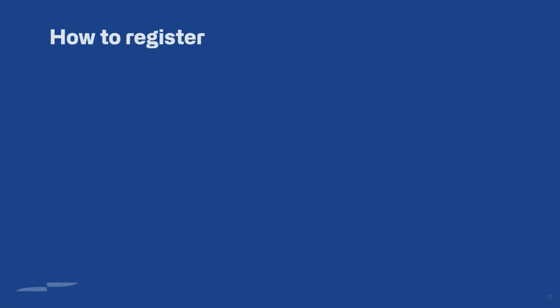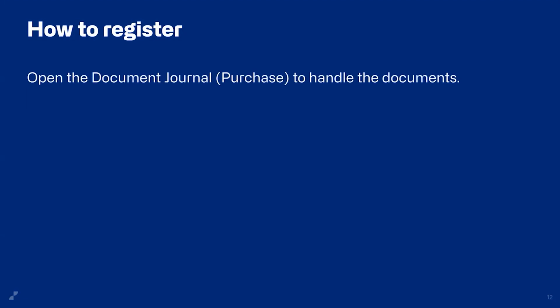Now it's time to talk about how to register. Let's try to go down that path. What do we have to do and where do we go? Well, open the document journal for purchase in order to handle the documents and create journal lines.